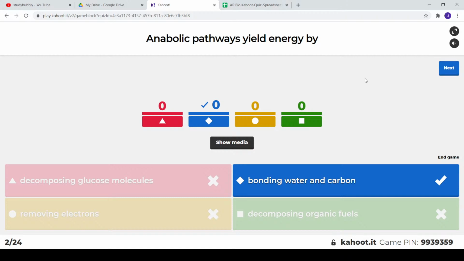So the bonding of the water and carbon, if you take that apart, then that produces energy. Anabolic versus catabolic, right? Or am I thinking of something else? Catabolic, yeah, not metabolic.